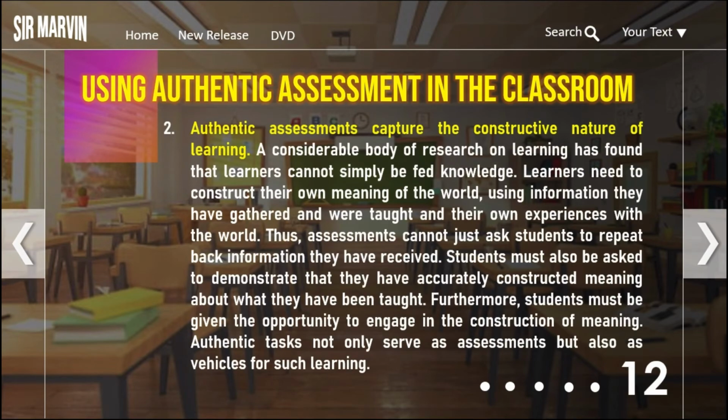Next one, authentic assessments capture the constructive nature of learning. A considerable body of research on learning has found that learners cannot simply be fed knowledge. Learners need to construct their own meaning of the world using information they have gathered and were taught and their own experiences with the world. Thus, assessments cannot just ask students to repeat back information they have received. Students must also be asked to demonstrate that they have accurately constructed meaning about what they have been taught. Furthermore, students must be given the opportunity to engage in the construction of meaning. Authentic tasks not only serve as assessments, but also as vehicles for such learning.